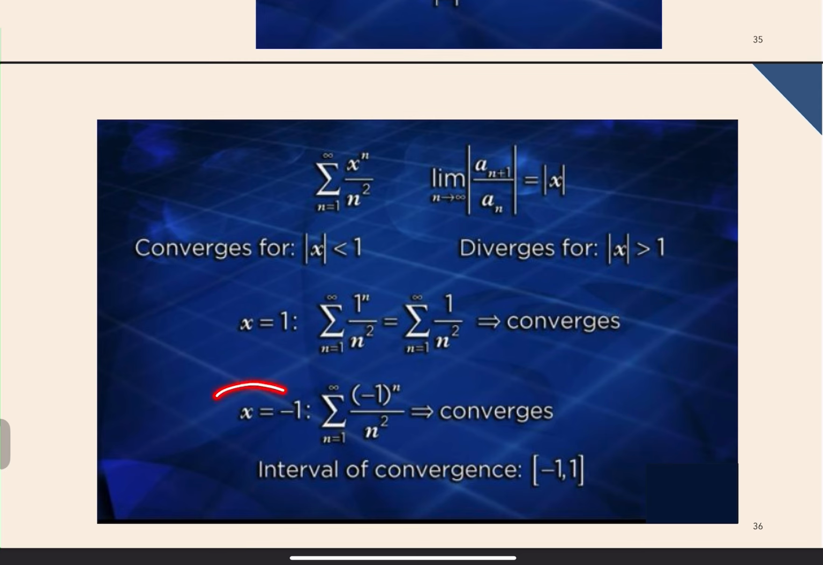How about when x is equal to minus 1? It would be negative 1 raised to n over n squared. That's the series you get when you plug in the other endpoint, negative 1. So it's an alternating series, right? We could use the alternating series test and it will work here. The absolute value of this converges, so the series itself also converges. So we get convergence at both endpoints, negative 1 and 1. So this is the last example.